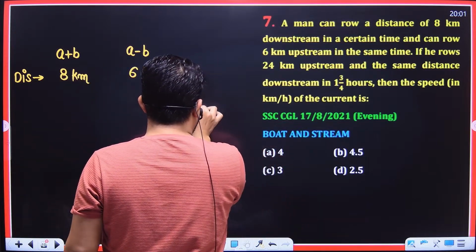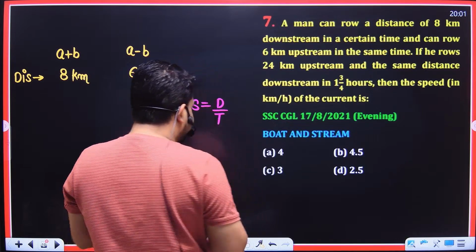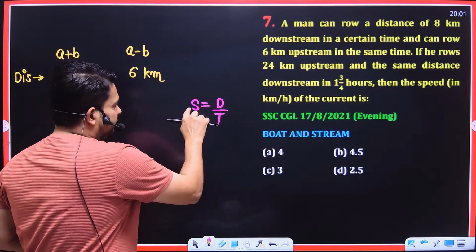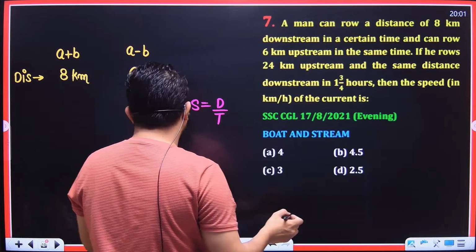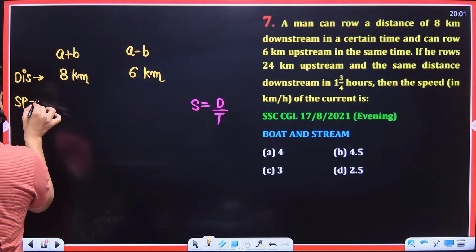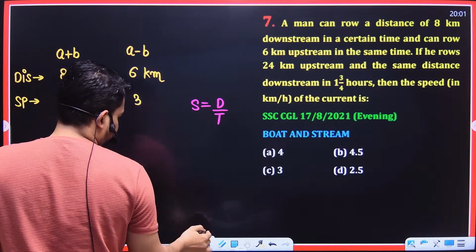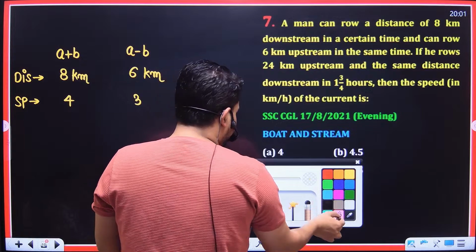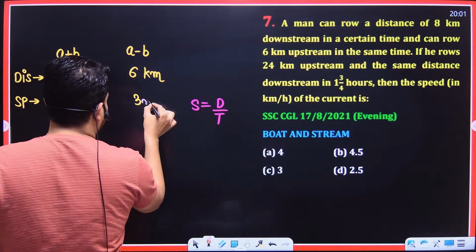See, speed is equal to distance upon time. If time is the same, then the ratio of speed and distance is the same. So the ratio of speed is the same as that of distance. If this one is 4, then this one is 3. I will take a variable m here.